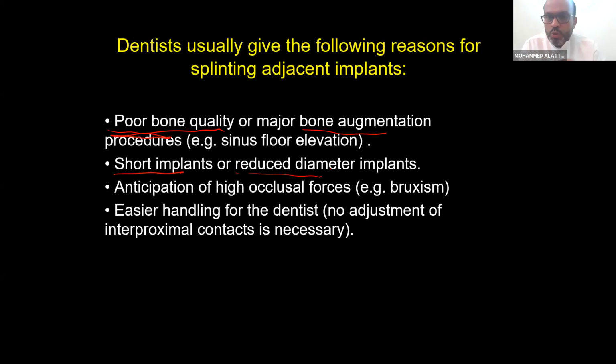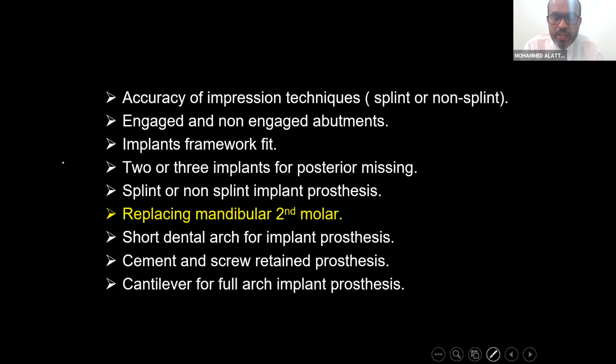And also for a patient with a bruxing habit, you really need to connect the final prosthesis. What they mentioned, that it is easier for the dentist because there is no proximal contact, I think is not right. I think it is uneasy for the clinician or the technician, and it is not accurate academically. But the first, second, and third factors are what most of the time shape our decision about splinting or non-splinting.